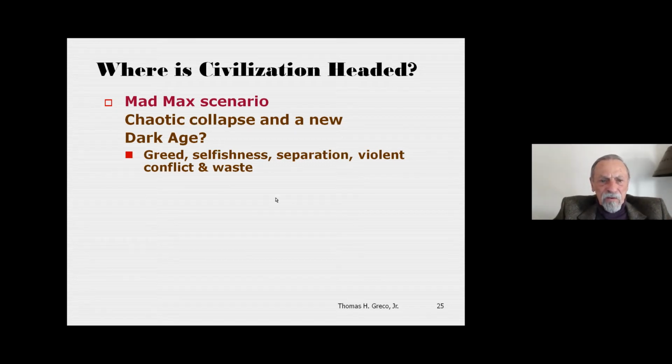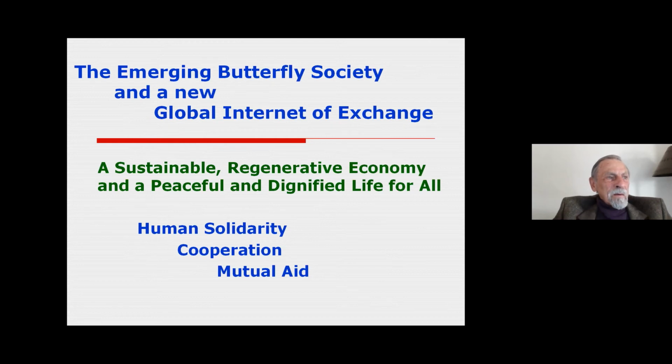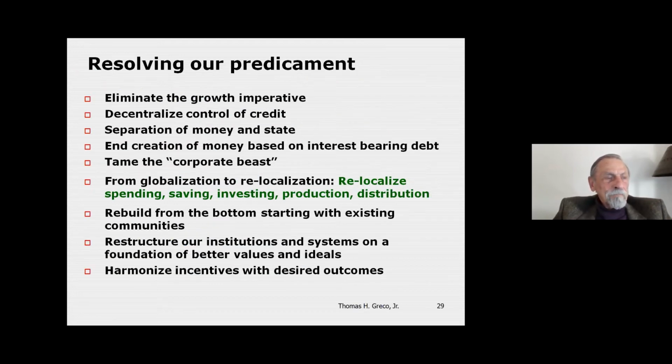So where is civilization headed? Are we going to end up in a Mad Max scenario? Or can we see a societal metamorphosis from an old caterpillar society to what I call the butterfly society, which is based on different values and different ways of restructuring? I don't know if I'm going to be able to get too far into this, but I envision an emerging butterfly society based on human solidarity, cooperation, and mutual aid.